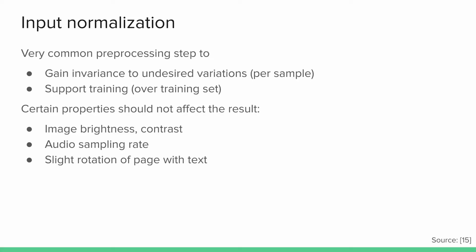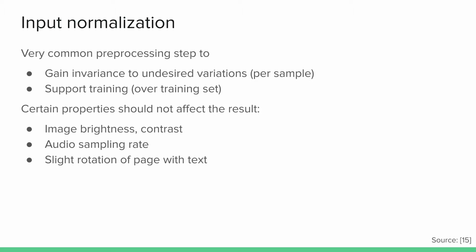Input normalization, as I just said, is one of the most common and most important input operations that you should definitely have in your network. It's a very common preprocessing step, and it helps us to gain invariance to some undesired variations per sample. So if you have an image that is a bit brighter or a bit darker, that slight variation shouldn't affect whatever we're trying to achieve. So we can gain some invariance to these variations, intra-class variations, and ultimately it can support our training if we normalize our entire training set to make it look more homogeneous.